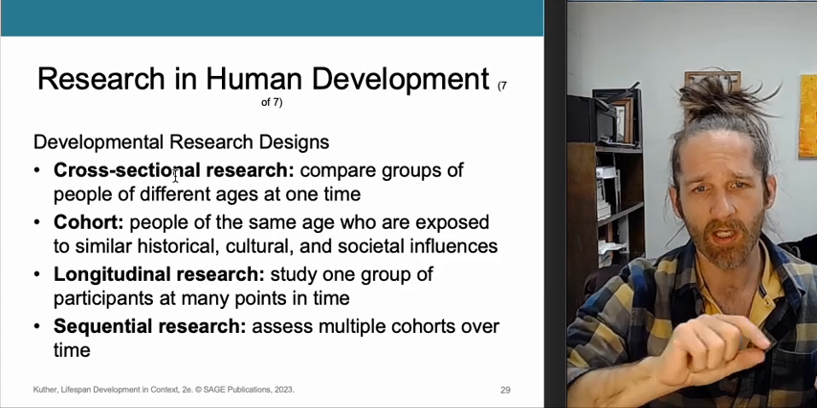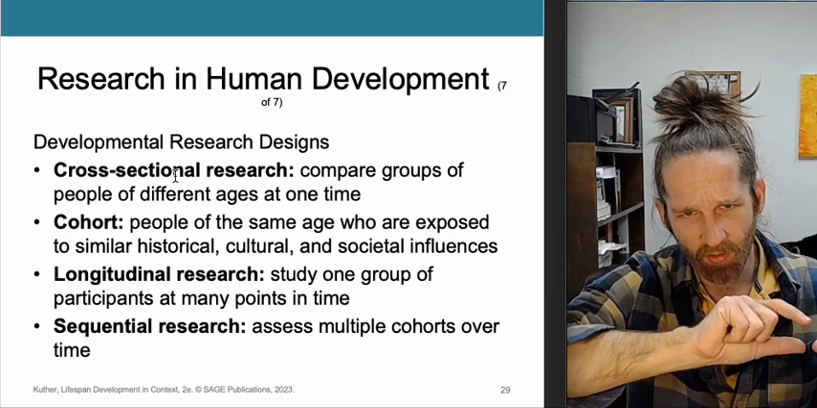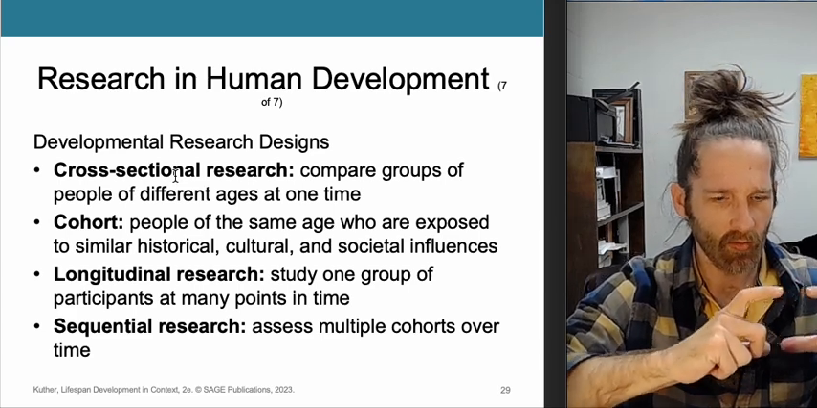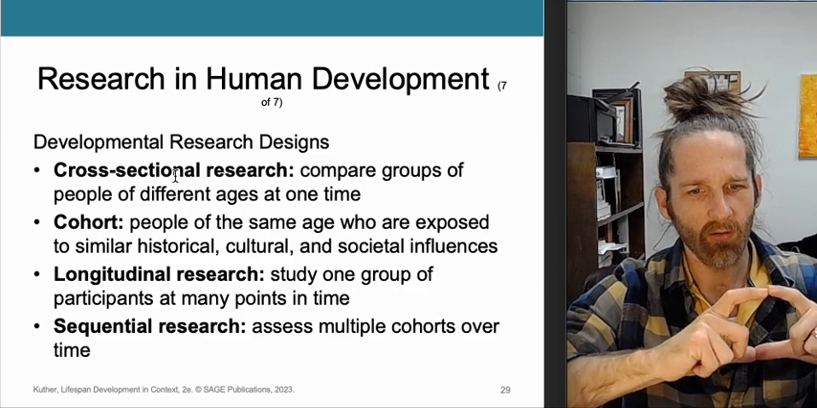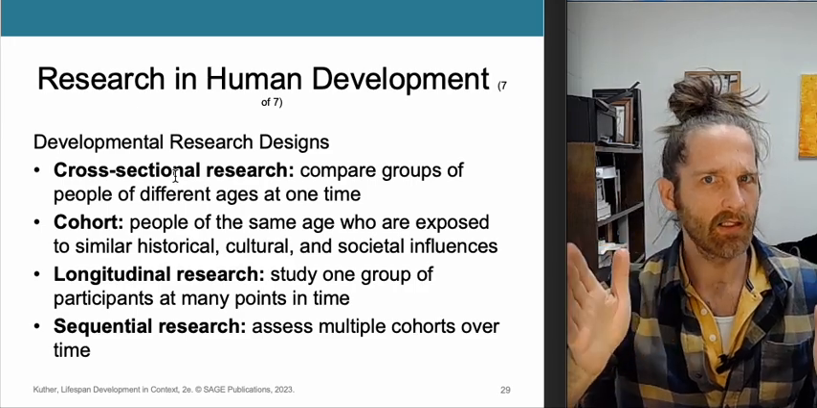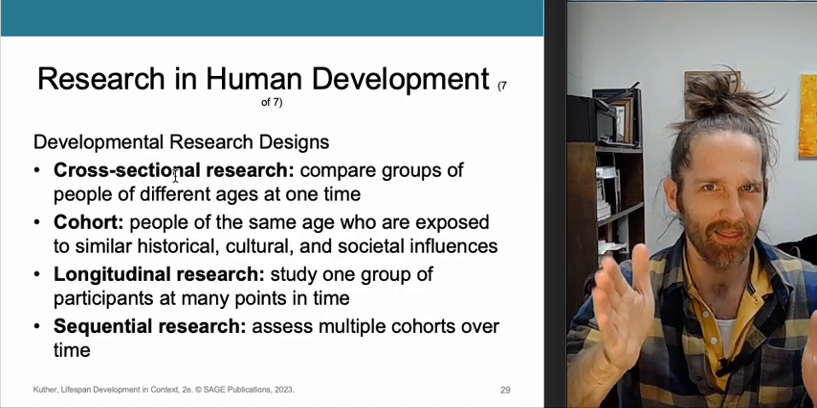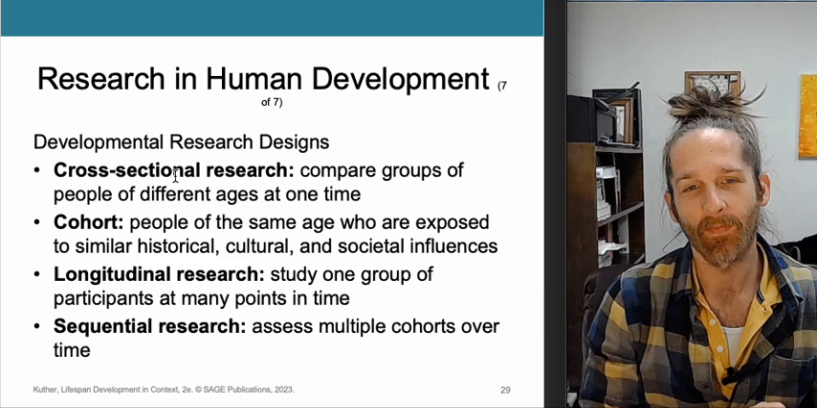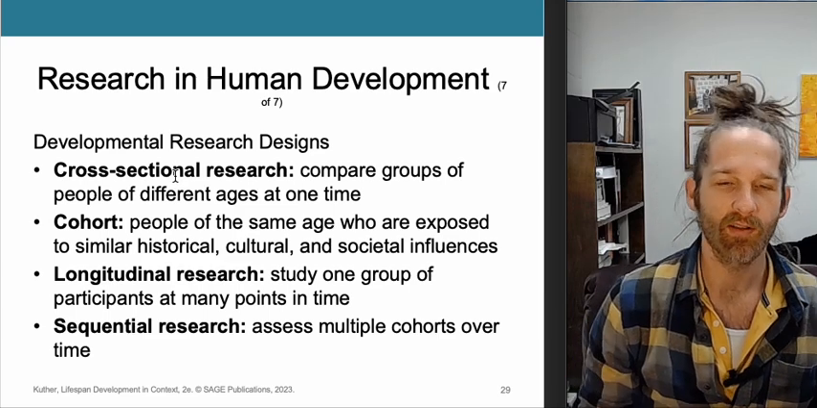Longitudinal research, so I'm skipping one. Longitudinal research looks at one group, so maybe 20-year-olds who are 20 right now, as they grow into their 30s, their 40s, and their 50s. Now that right there would take 30 years as opposed to 6 weeks if we do cross-sectional. And so there are benefits and detriments to both.